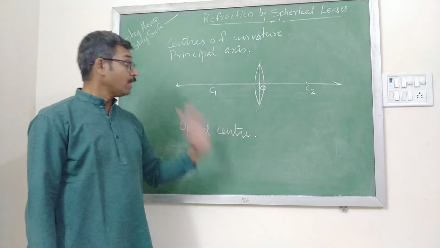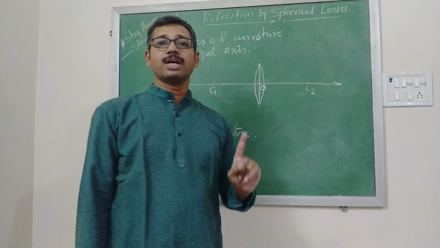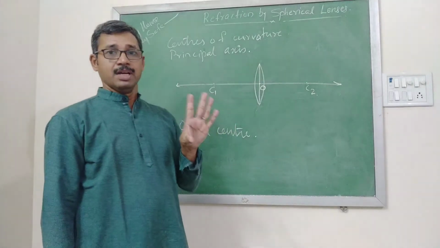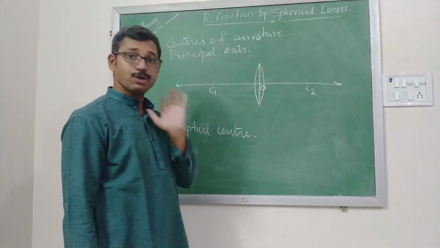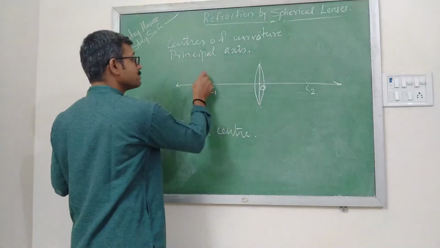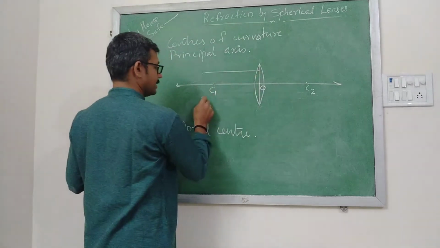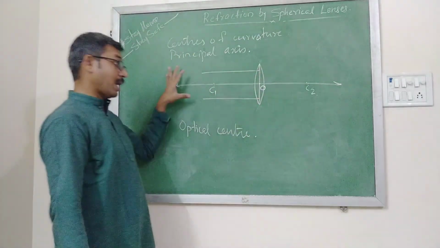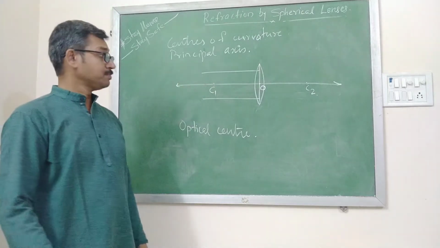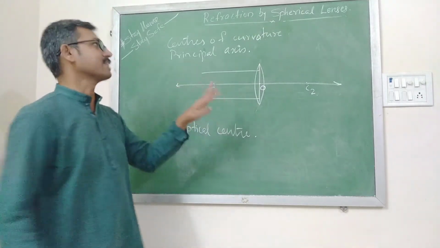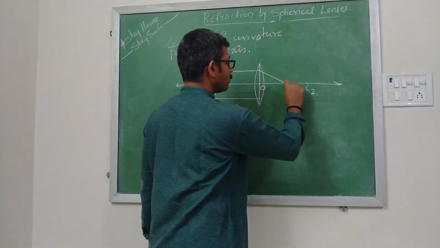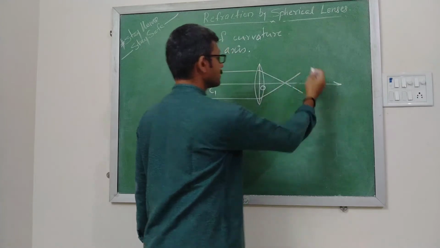Now, very important, the other is the principal focus. While telling about the principal focus, a ray of light which is falling on this lens, parallel to the principal axis, after refraction, here the process is refraction, will pass through a common point on the principal axis.